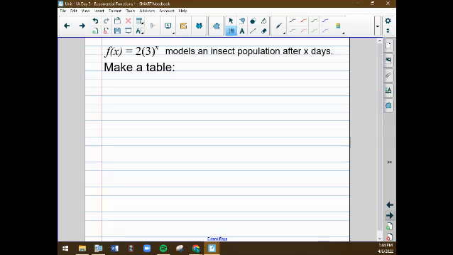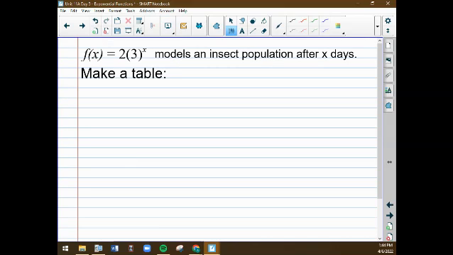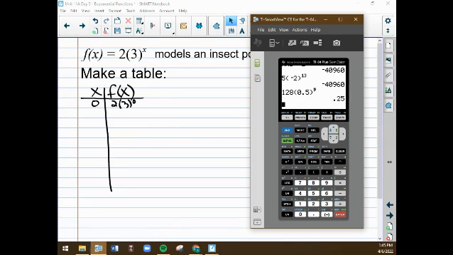So let's look at a specific example. It says the equation f of x equals 2 times 3 to the x models an insect population after x days. This is the first example that we started with. Let's make a table. So I've got x, and I'm going to evaluate f of x for different days, okay? So I'm going to start with 0, which means I'm going to do 2 times 3 to the power of 0. If we want to type it into our calculator, 2 times 3 to the power of 0, and we get 2.